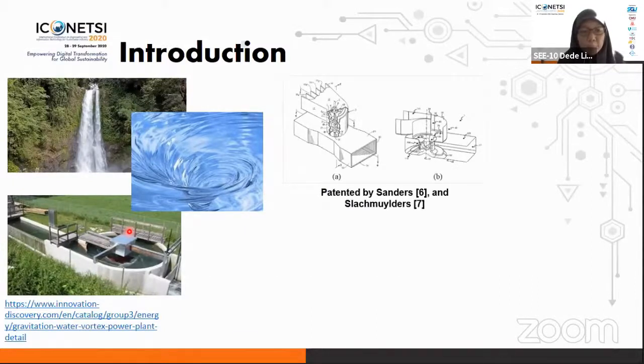The water vortex principle was introduced by Victor Schauberger, and then it is developed by other researchers. One of the water vortex turbine designed by Davis S. Sanders was patented back in 1978. As shown here, the runner placed on the upper basin. Meanwhile, the other figure shows a recent patent by Slagmulders in 2017. Slagmulders put the runner in the bottom basin.